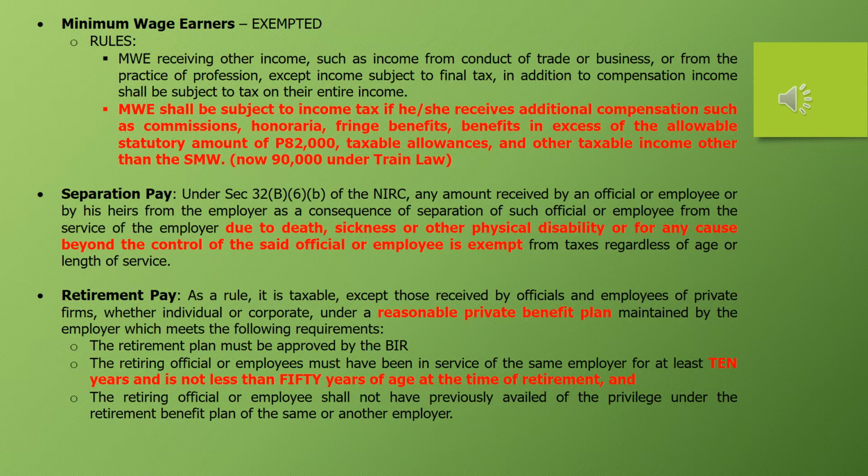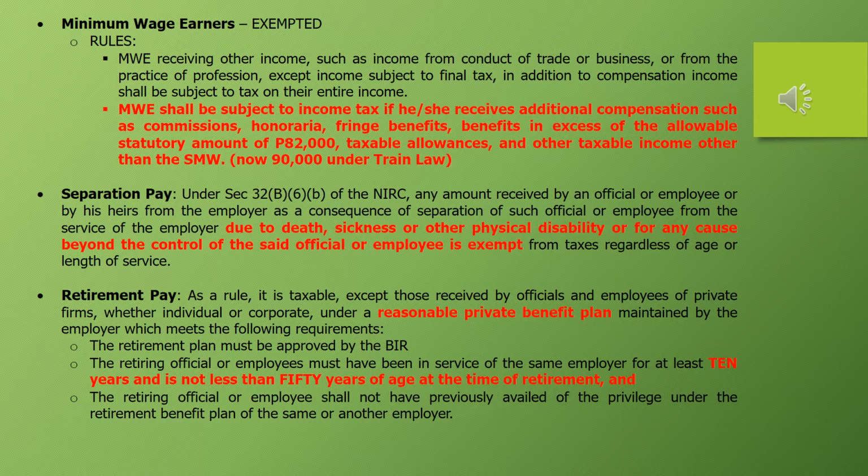However, okay, so when a company is at the brink of bankruptcy, the sequence of satisfying the company's indebtedness should be in this order. Kailangan mo na bayaran si BIR, after nyan, si employee, and after, the creditors. So, to further discuss it, as a rule, any amount received by an official or employee or by his heirs from the employer due to death, sickness, or physical disability or for any cause beyond the control is exempted.